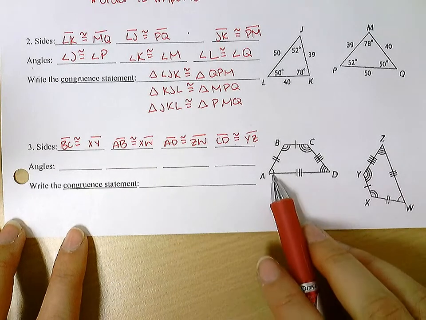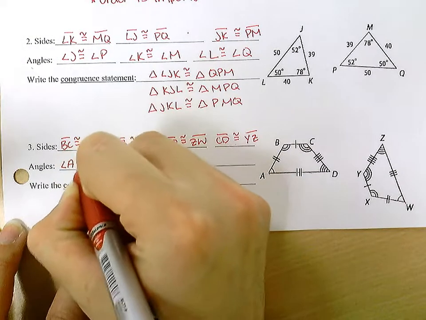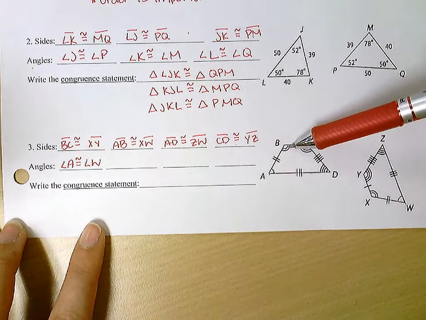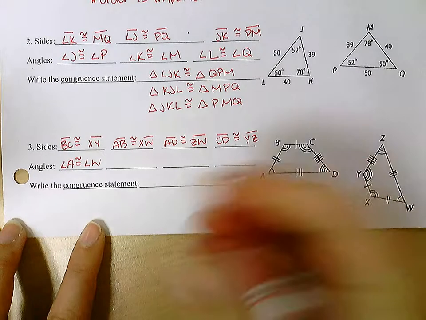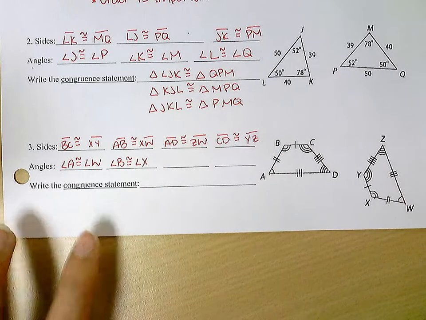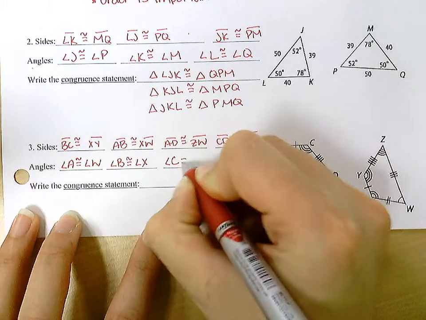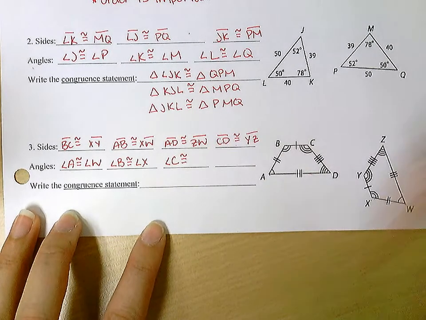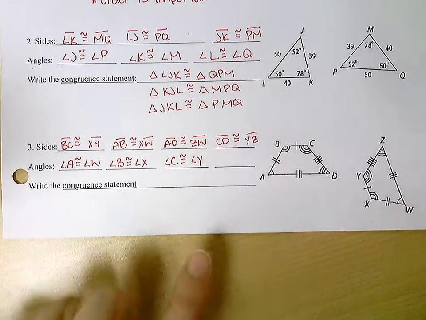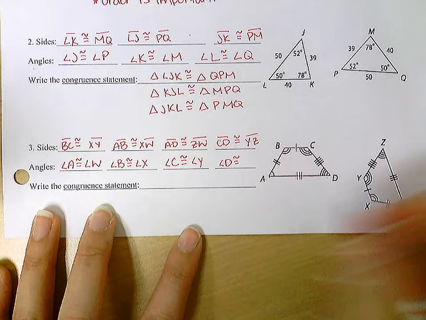Same thing for the angles. Angle A is 1 dash. Angle W is 1 dash. So we have angle A congruent to angle W. Angle B has 2. Angle X has 2. So we have angle B is congruent to angle X. Next angle over is C. So we have angle C with 3 dashes. Angle Y has 3 dashes. So those are congruent. The last one is angle D. That one will be congruent to angle Z.